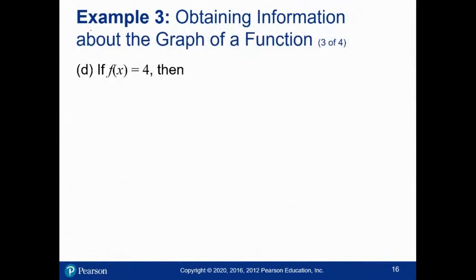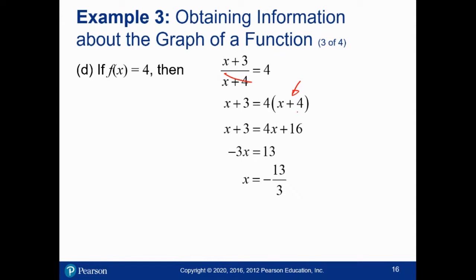Moving on, if f of x equals 4, notice we don't know the value of x, we know the value of y. So x plus 3 over x plus 4 should equal 4, and now I need to solve for x. So I multiply both sides by x plus 4. That cancels this one, but introduces it over here. Distribute that 4, solve for x, and you'll get x is equal to negative 13 over 3. So if I wanted y to equal 4, or f of x to equal 4, there's only one choice of x that gets me there, and it's negative 13 over 3.